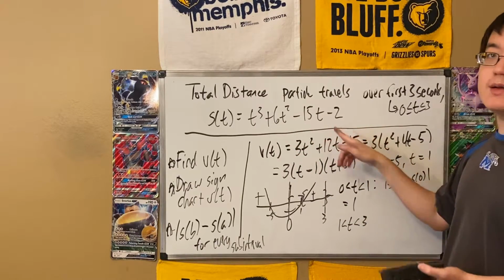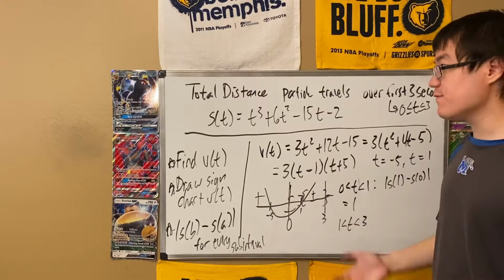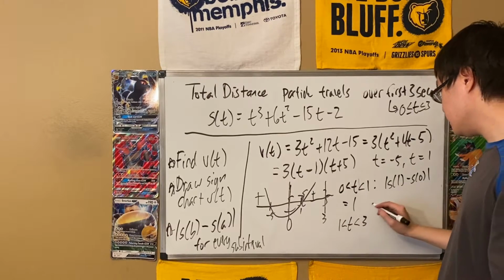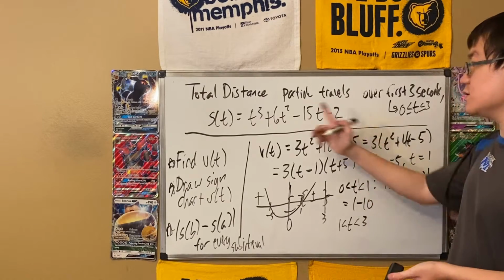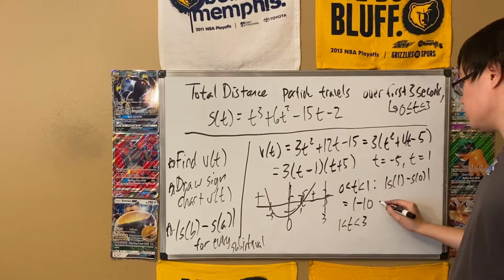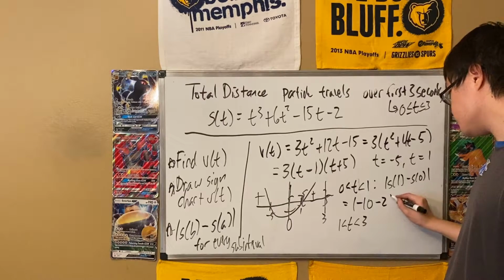7 minus 2, I believe, is 5, and then 5 minus 15 is negative 10. So in this case, s of 1 is negative 10. 0 is a lot easier. When you plug in 0, everything goes away except this minus 2. So it's just going to be minus 2 at the end.